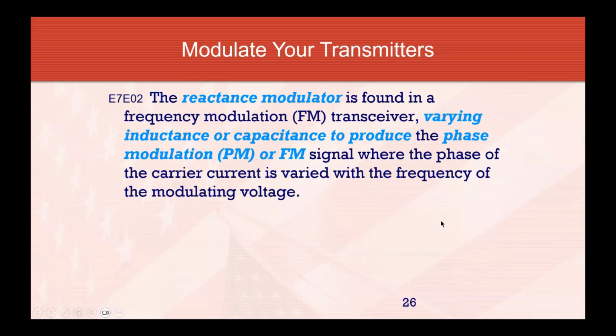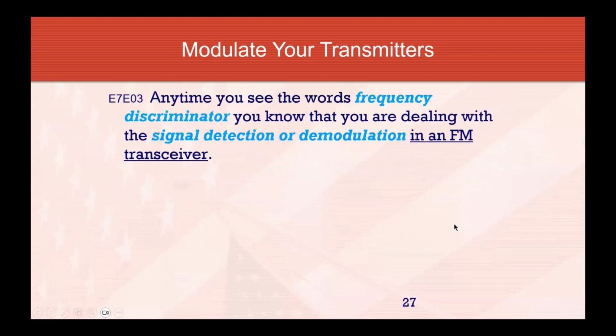Reactance modulators are found in many FMs. We vary the inductance of an inductor or a capacitor, usually a capacitor because they're cheaper, to produce the phase modulation, PM, or frequency modulation of a signal. Basically, it's just a way of varying that frequency by varying the reactance in a tank circuit. Anytime you see the words frequency discriminator, you can tie that to signal detection or demodulation in an FM transceiver. We're dealing with FM reception normally when you see frequency discriminator.